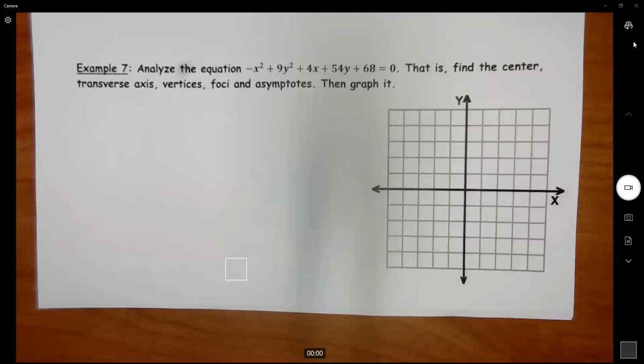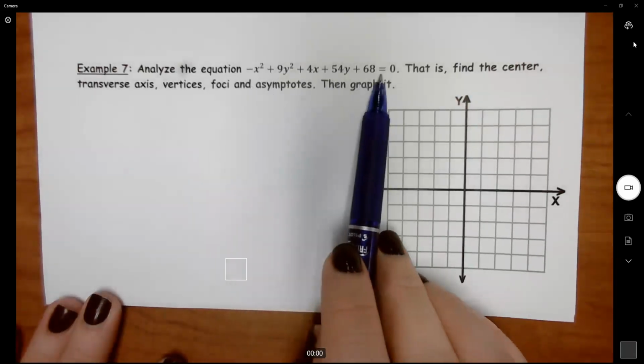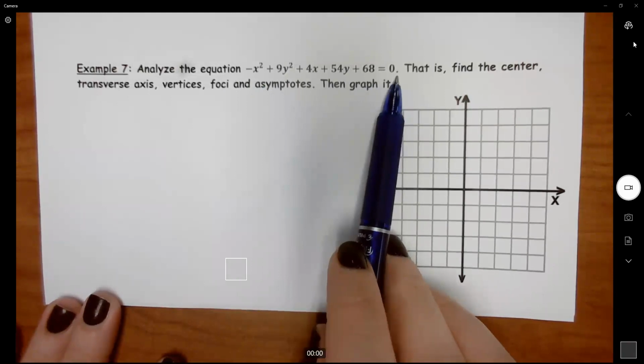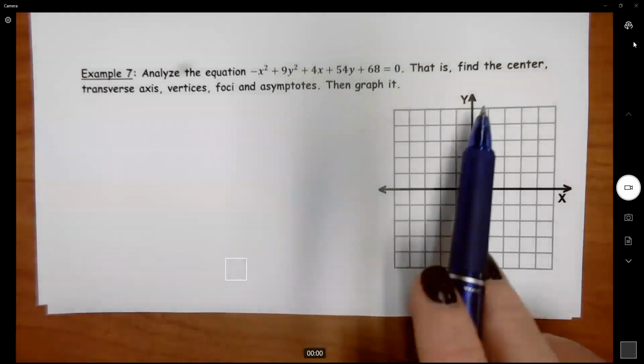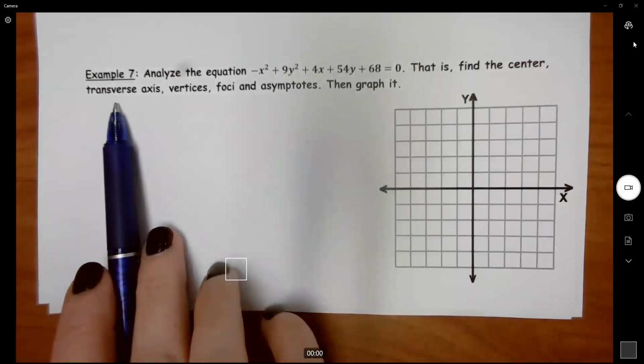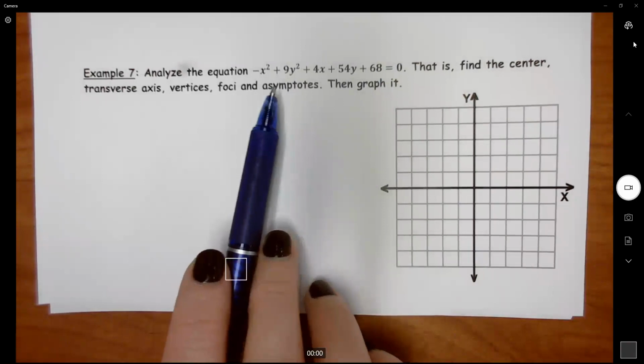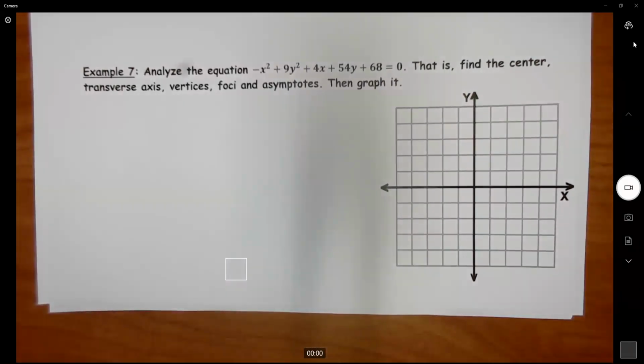We will end this section the same way we ended circles and ellipses. I need to take this equation that is written in general form and put it into our standard form. Once I do that, then I can analyze the equation by finding the center, the transverse axis, vertices, foci, asymptote, and then we will graph it.